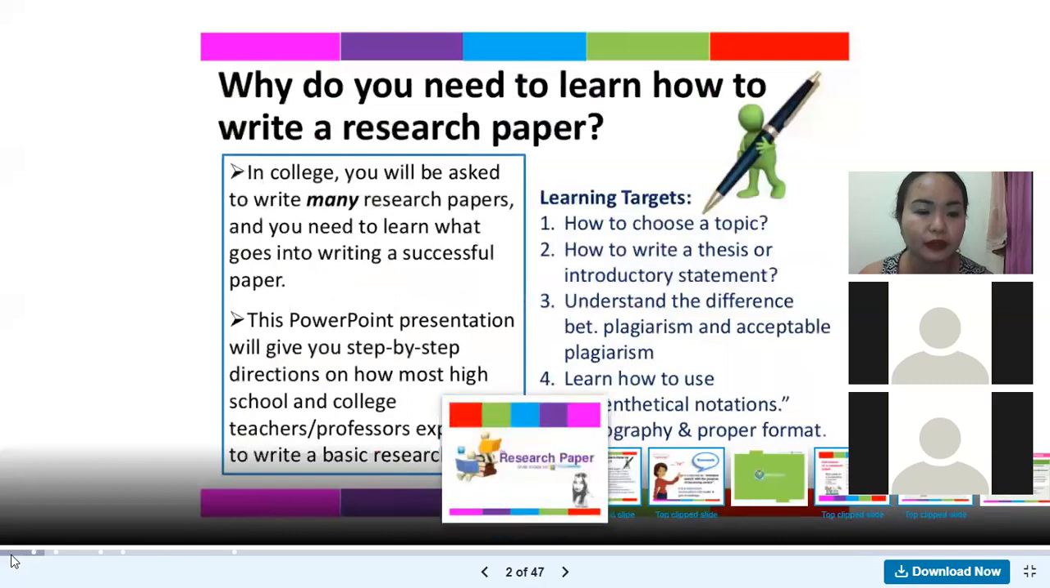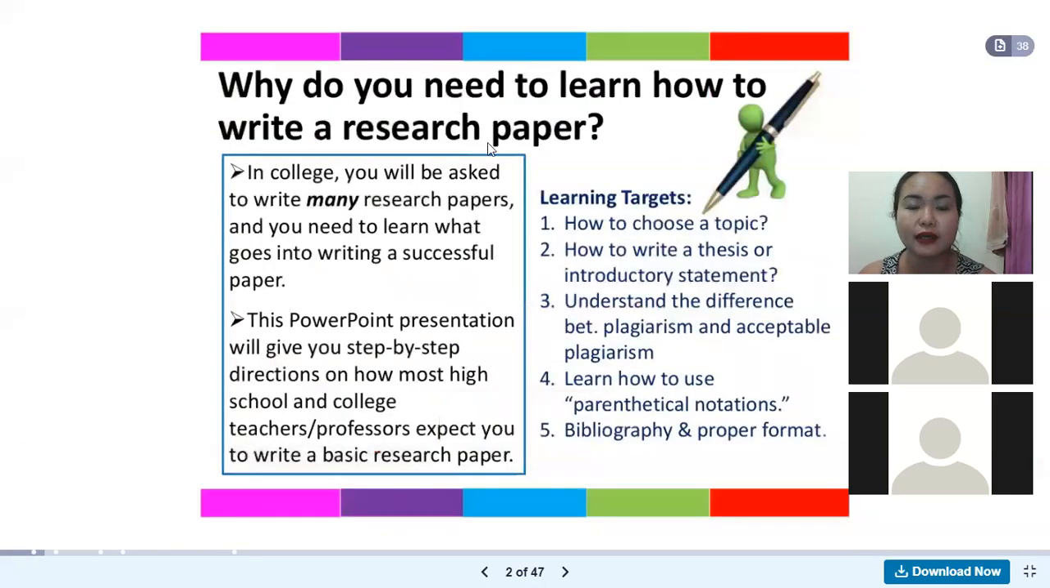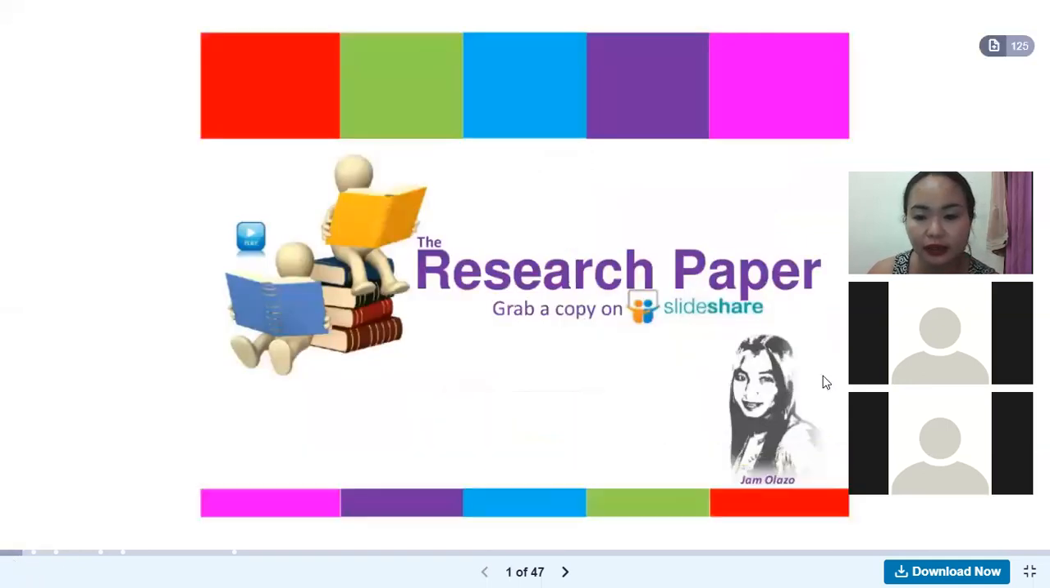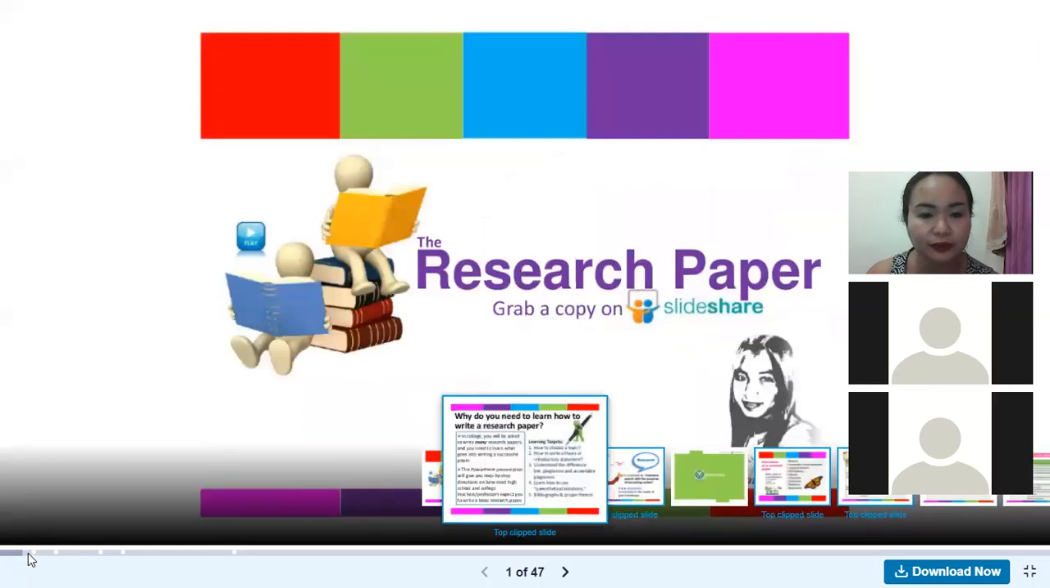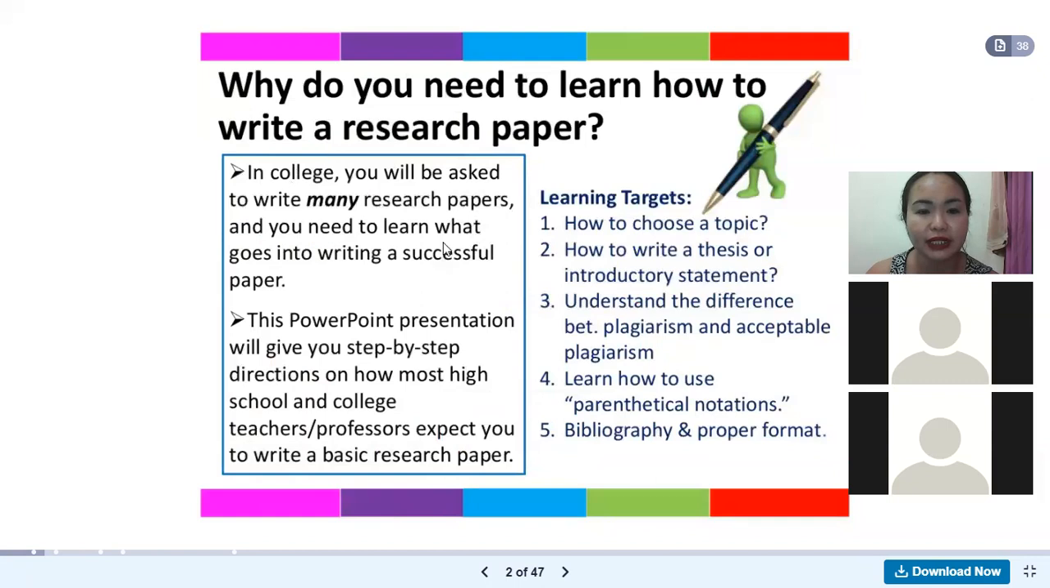Okay, so these are the reasons why they need to learn how to research, how to write a research paper. And these are the learning targets that you're going to learn from this slideshow. I will just send you the link through the Facebook group, because this is an online SlideShare presentation by Jam Olazo, and this is one of my favorite presentations.